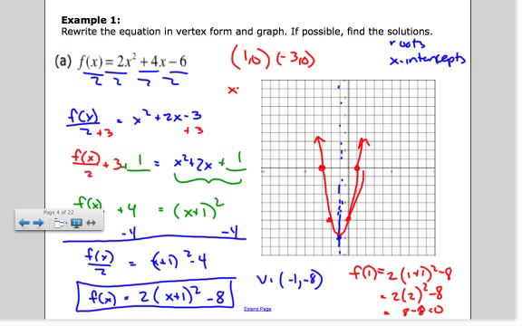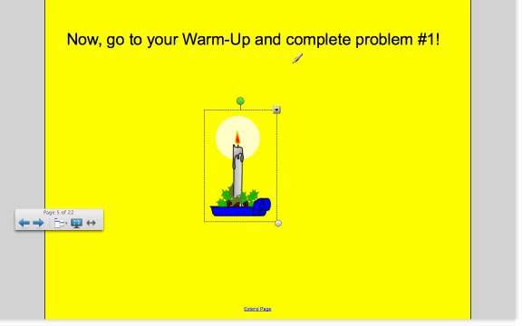And I would write this as x equals 1 or -3. These are my solutions, these are my roots, these are my points. So now go to your warm-up and complete problem number 1. It requires you to graph in order to find solutions.